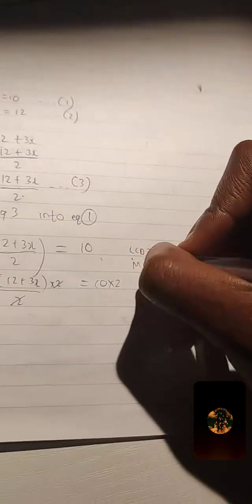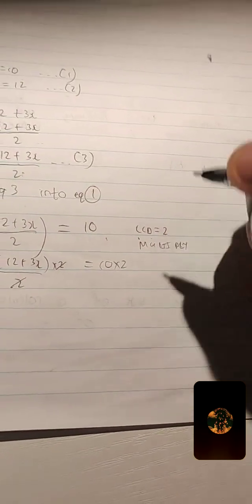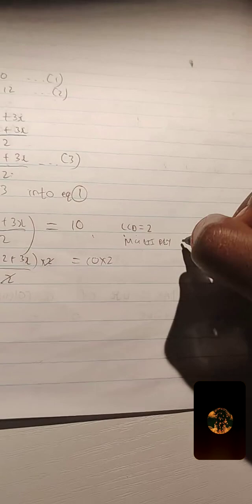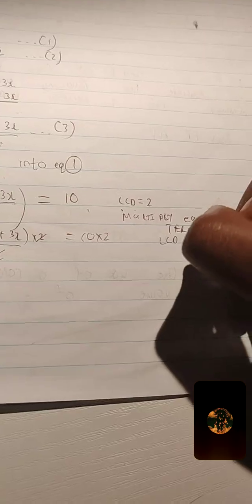Why do I multiply each term by the LCD? To eliminate the denominator. To kill the denominator. To kill it, to eliminate.